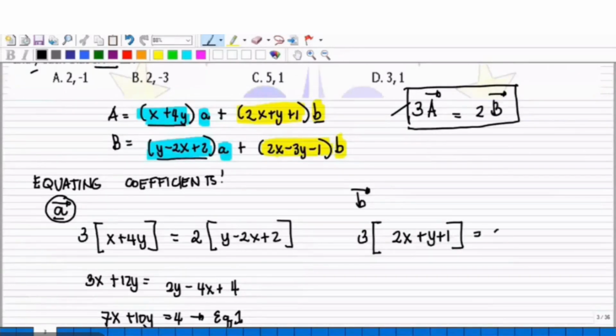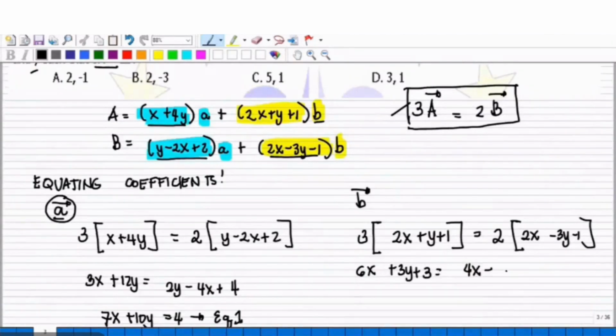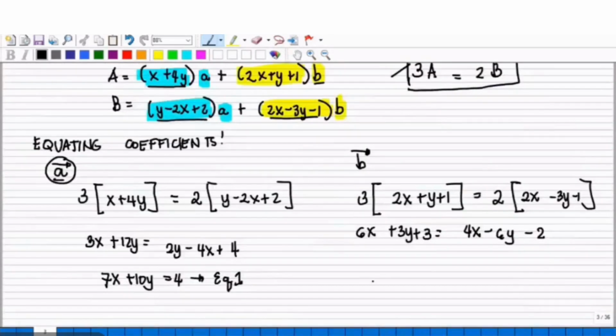okay? So, 2 times vector B. Pero, ang kukunin lang natin dito is yung coefficients ng directional vector B. Okay? So, this is 2x minus 3y minus 1. Okay? So, this will become 6x plus 3y plus 3 is equal to 4x minus 6y minus 2. Okay? So, ano mangyayari dito?